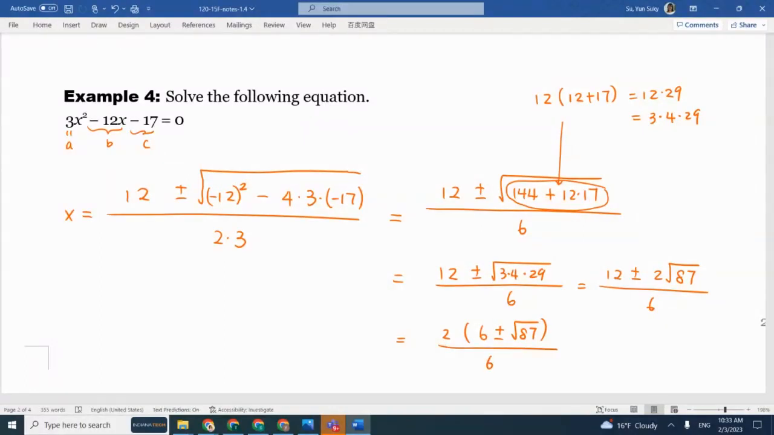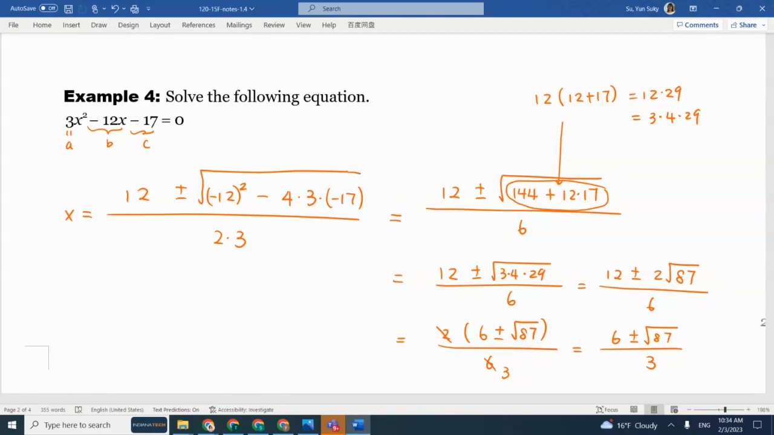Now, can we cancel the 2 and 6? Yes. If you have the product, then you can cancel. Multiplication and division you can cancel. But if you have addition or subtraction, you cannot cancel just one term. Okay, everybody? This is a common mistake. So 2 and 6, we cancel. What's left? Downstairs, 3, right? So we have 6 plus or minus square root of 87 over 3.